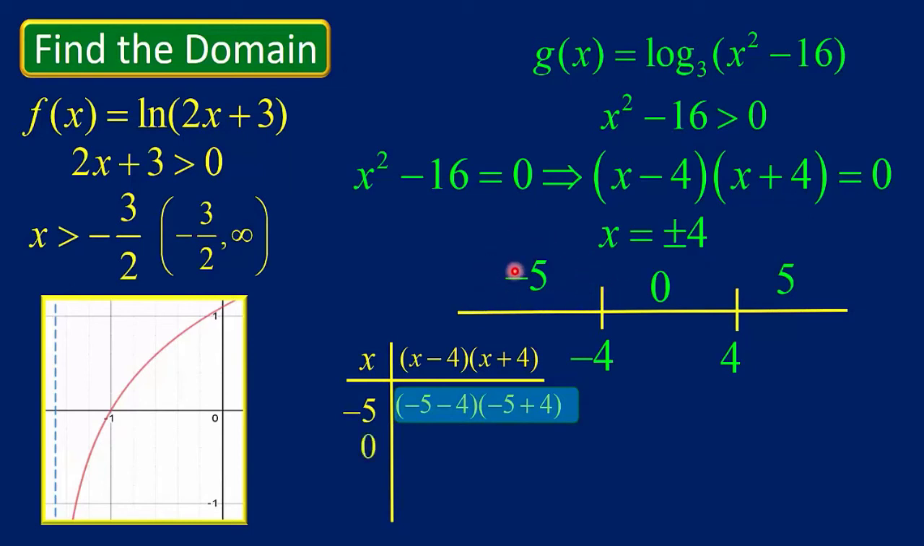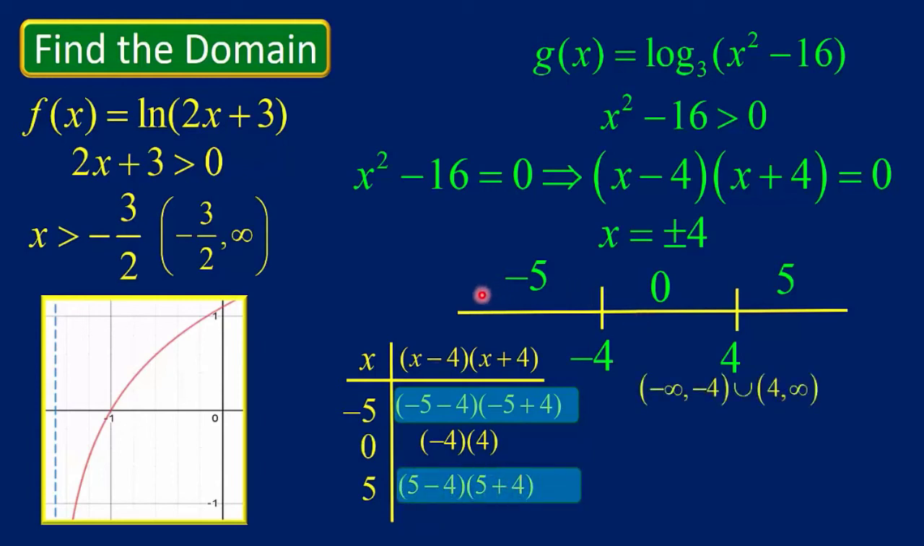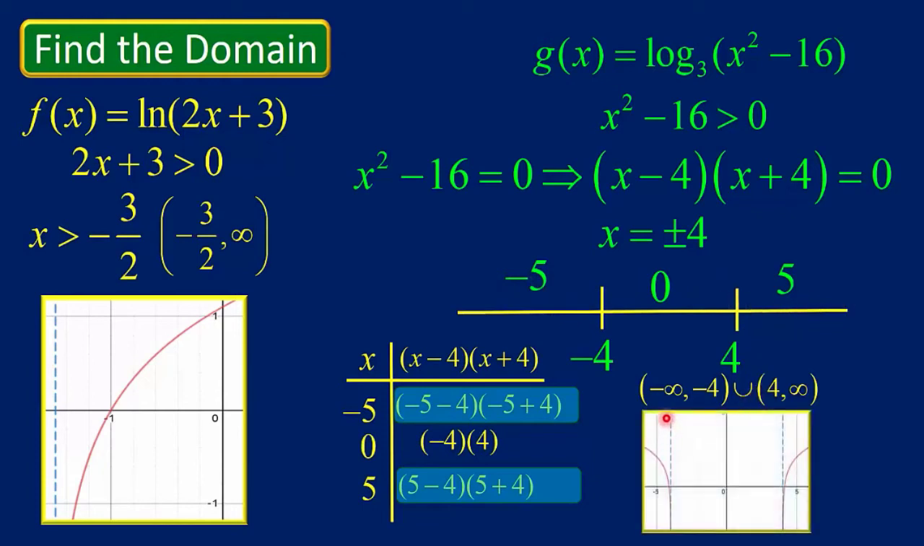Now let's plug in the 0. When I put in a 0, I get a negative 4 times 4. That's negative, so that's not greater than 0. So we don't include that one. Let's try 5. Well, 5 minus 4 times 5 plus 4, positive times a positive. That will work. So we get our domain: negative infinity to negative 4, all of this region over here, unioned with 4 to infinity, all of this over here. And here's what it looks like. We see our vertical asymptotes here, and the function goes off this way and this way.